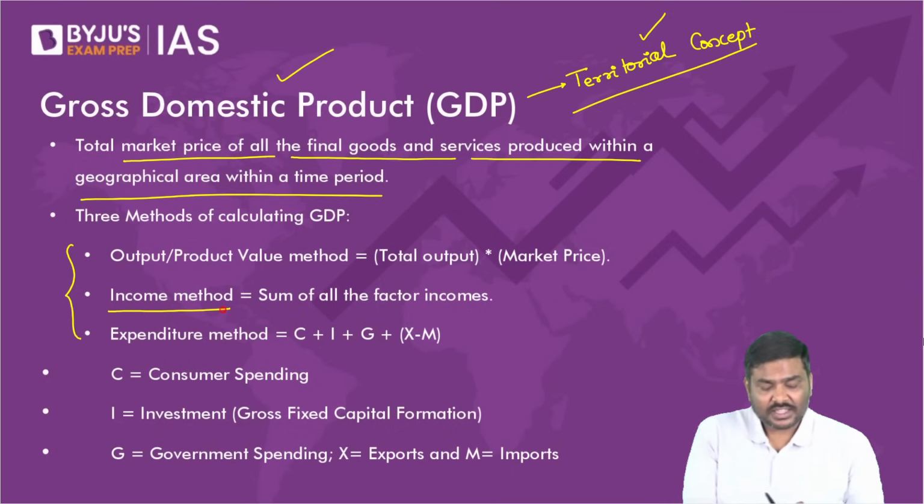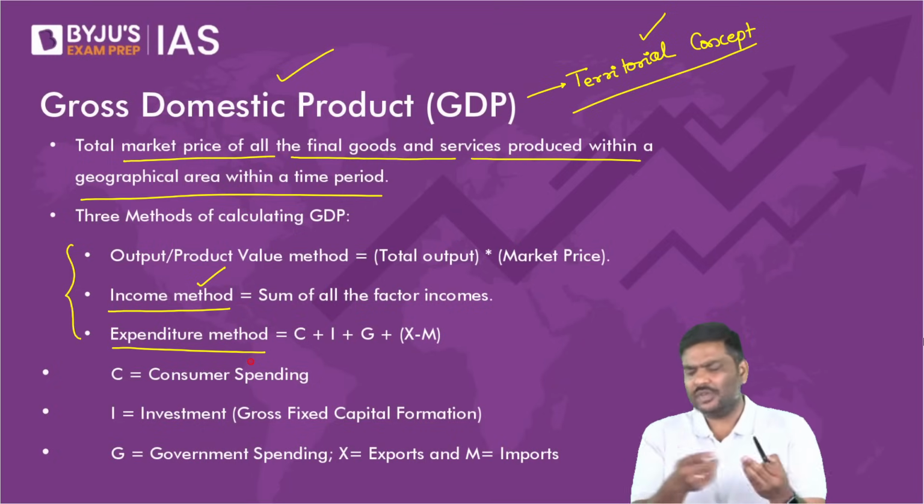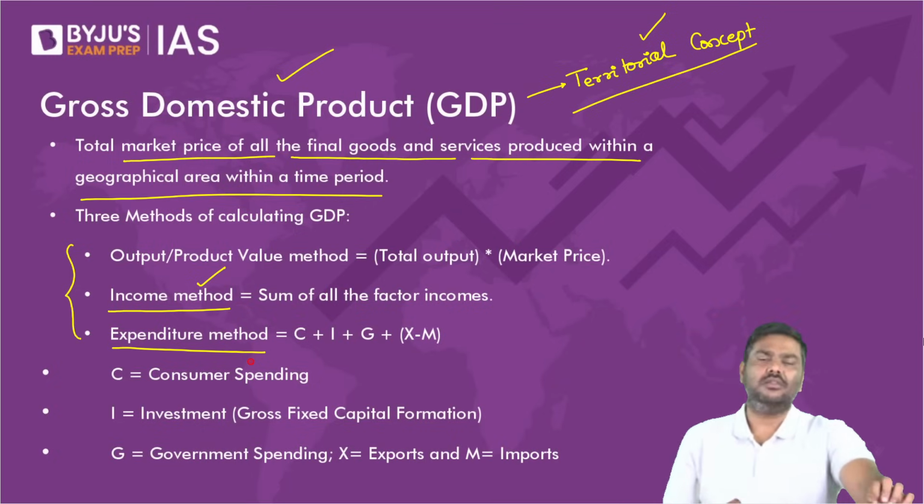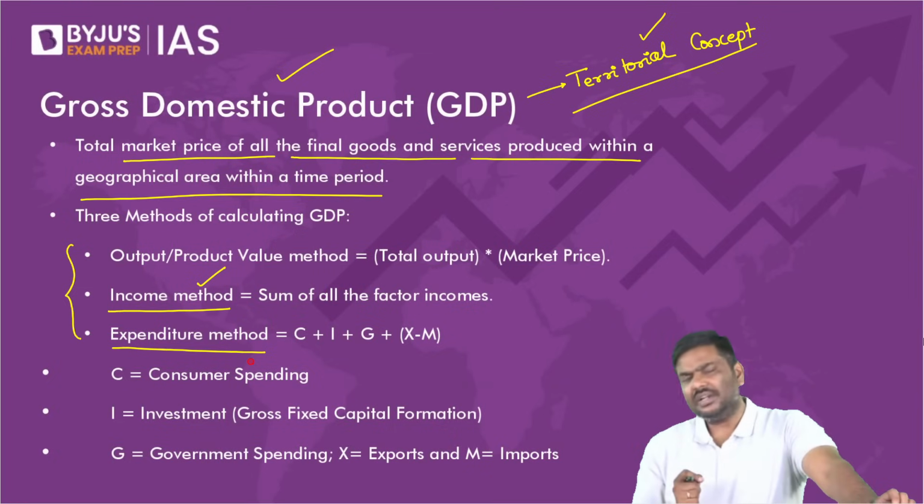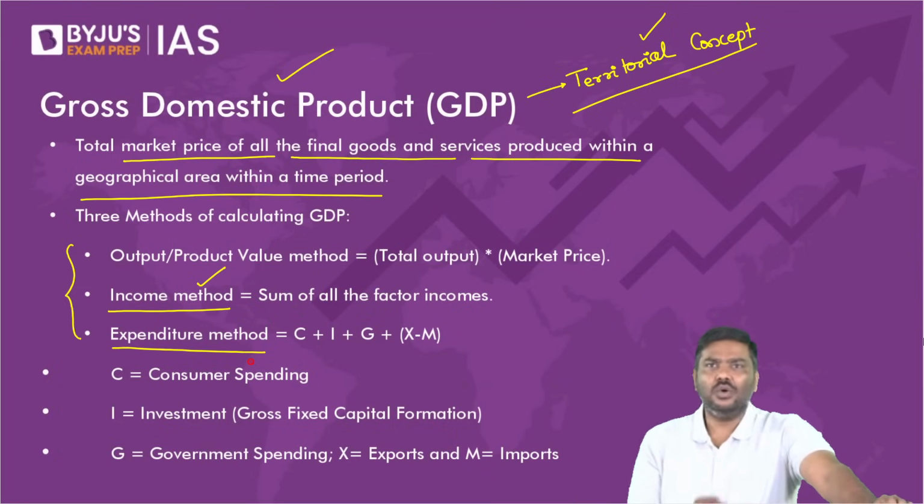Third one is the expenditure method. I gave you examples of all of them. In fact, I gave you calculations also yesterday. Today, we'll get into the details of GDP calculation. What is the expenditure method? How much is the total expenditure done on final goods and services which are produced in India? How do we calculate it?